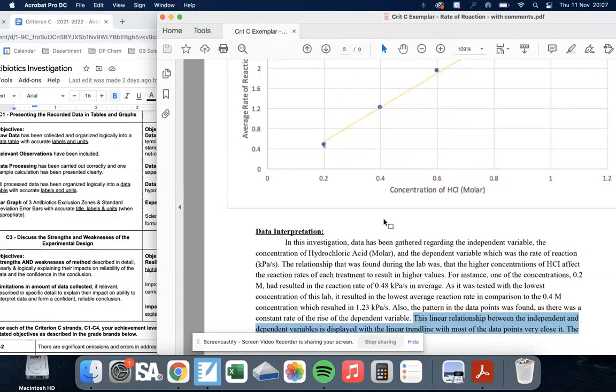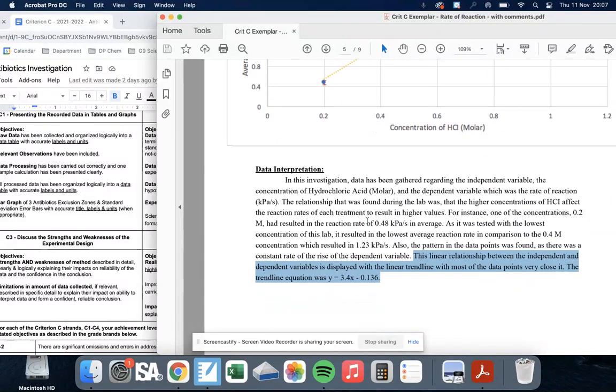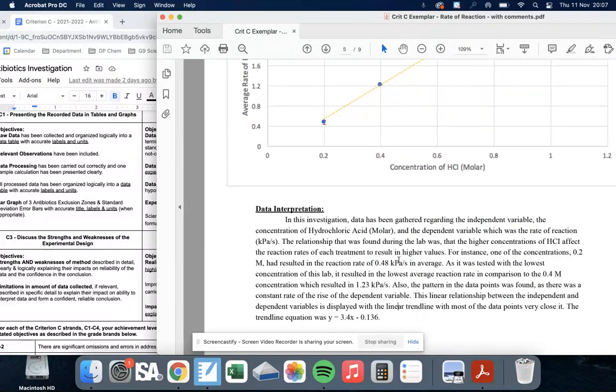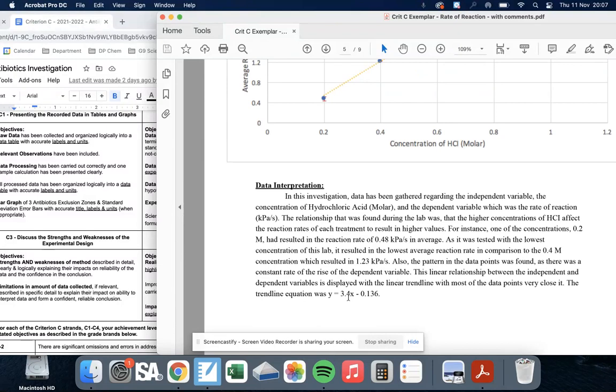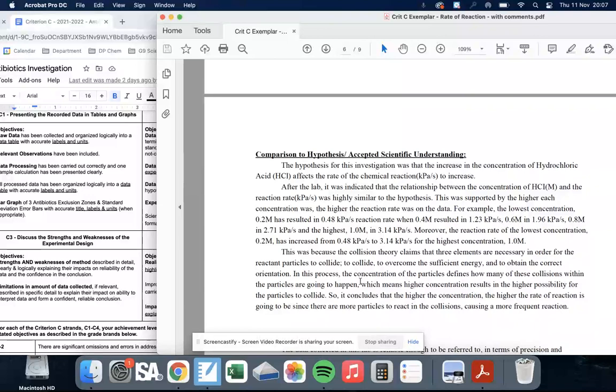So they didn't just say that as the concentration of the HCl goes up, the average rate of reaction increases as well. They've actually gotten specific into the type of relationship, the linear relationship, and they've referenced the exact equation that they were able to draw from their data. Now, they could get into this more. They could mention what the slope means. They could mention the units for the slope to give it a little bit more meaning. But they have correctly interpreted the type of relationship, and they have referenced some actual values in their data to justify why that's their conclusion, their interpretation.